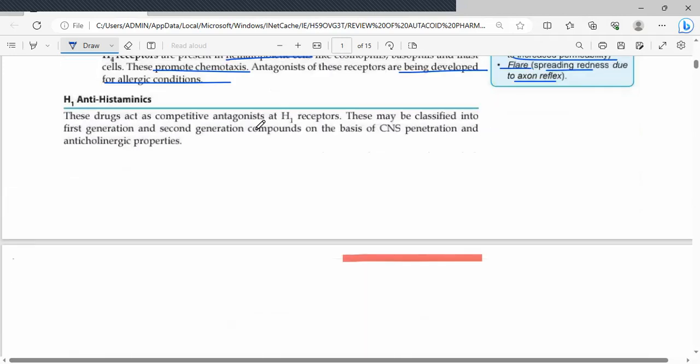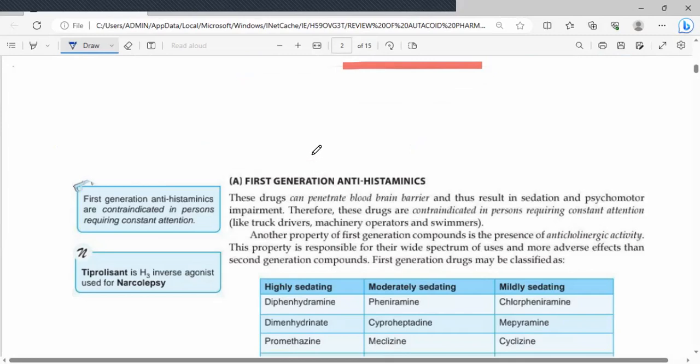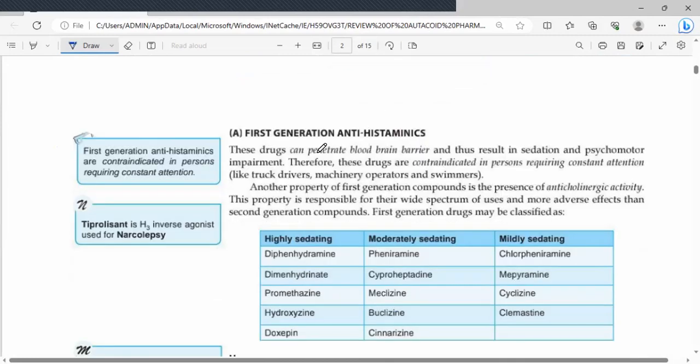Now, H1 antihistaminics. These are drugs that act as competitive antagonists at H1 receptors, and they may be classified into first generation and second generation on two bases. One, their CNS penetration, or their anticholinergic properties. So let's go to the first generation. Why first generation? One, they can penetrate the blood-brain barrier. So they are centrally acting, and therefore they will result in sedation and psychomotor impairment.